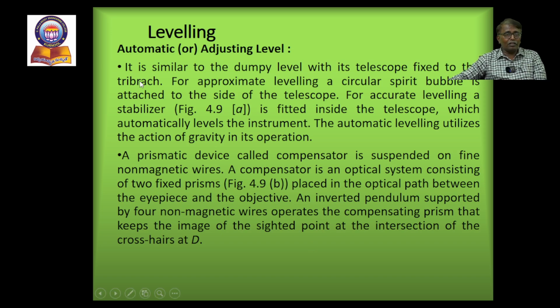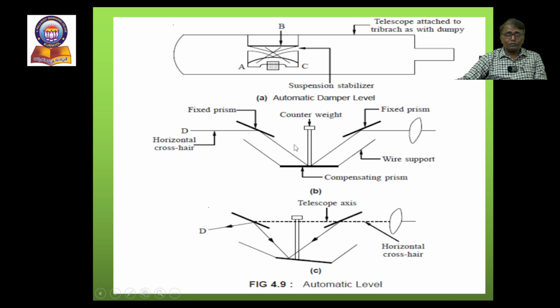Next type of level is the automatic or self-adjusting level. It is similar to the dumpy level with its telescope fixed to the tripod. For approximate leveling, a circular spirit bubble is attached to the side of the telescope. For accurate leveling, a stabilizer is fitted inside the telescope, which automatically levels the instrument. The automatic leveling utilizes the action of gravity in its operation. You can see that arrangement inside the telescope. This is the line of sight.